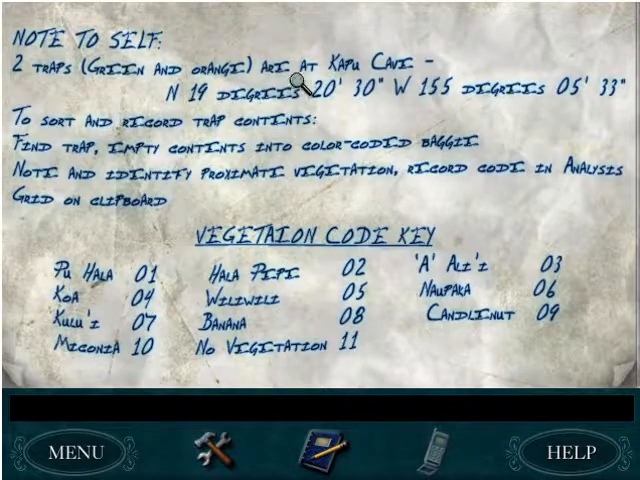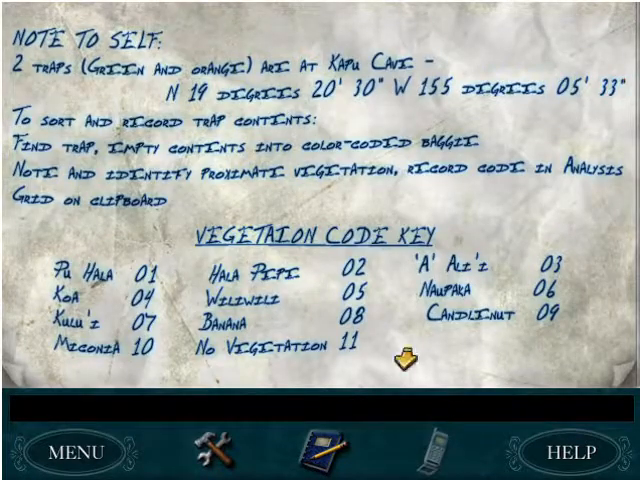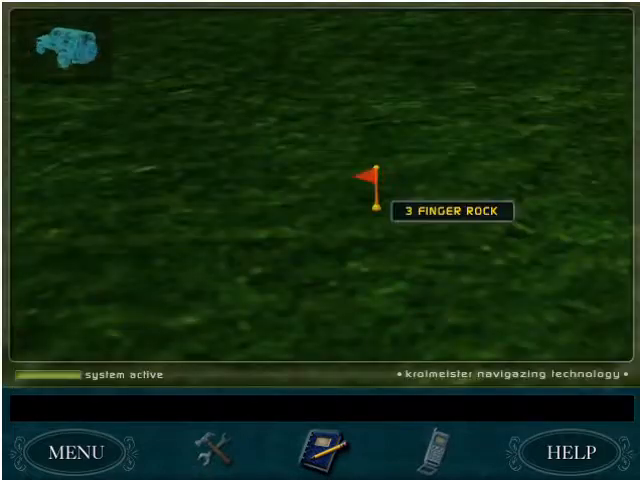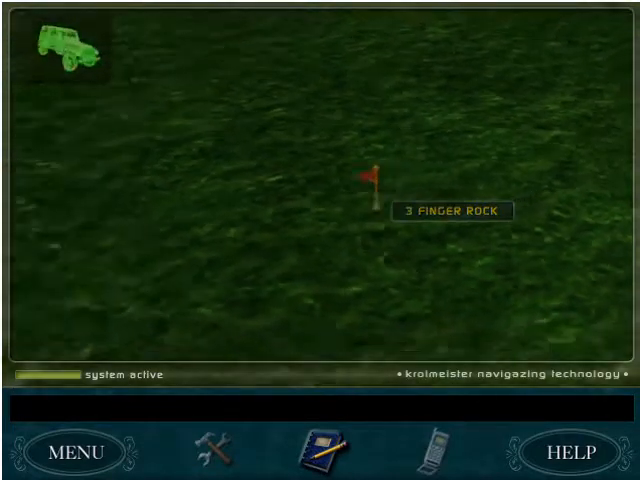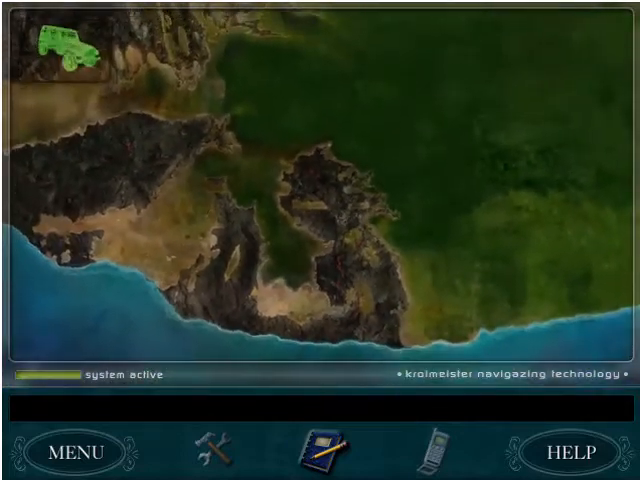2 traps, green and orange, are at Kapu Cave. And then we have our coordinates here. 19 degrees, 20, 30 West, 155 degrees, 5 minutes, 33. No, 5 hours, 33 minutes? I don't know. We just put the numbers in the GPS and we're good to go. That's basically my philosophy in life, too. Just put the directions into the GPS and you're good to go.